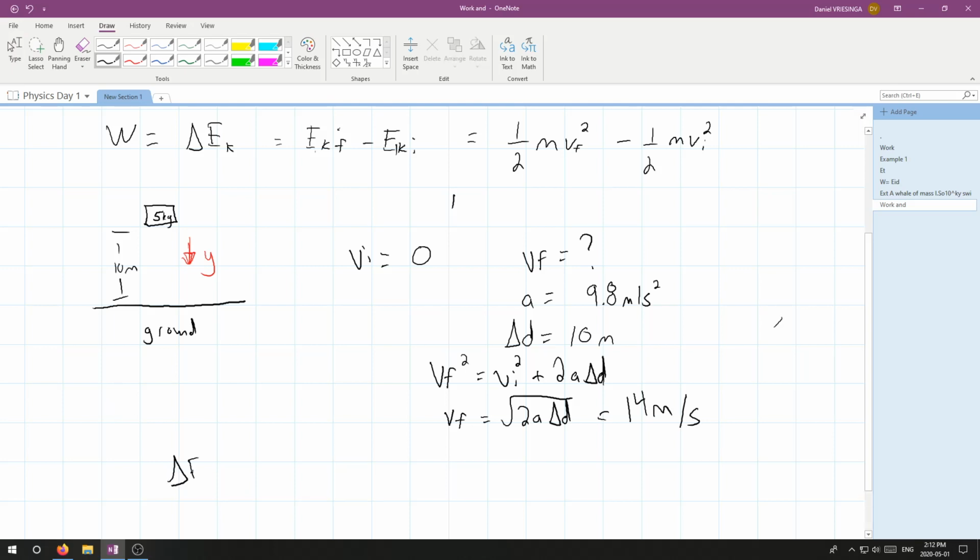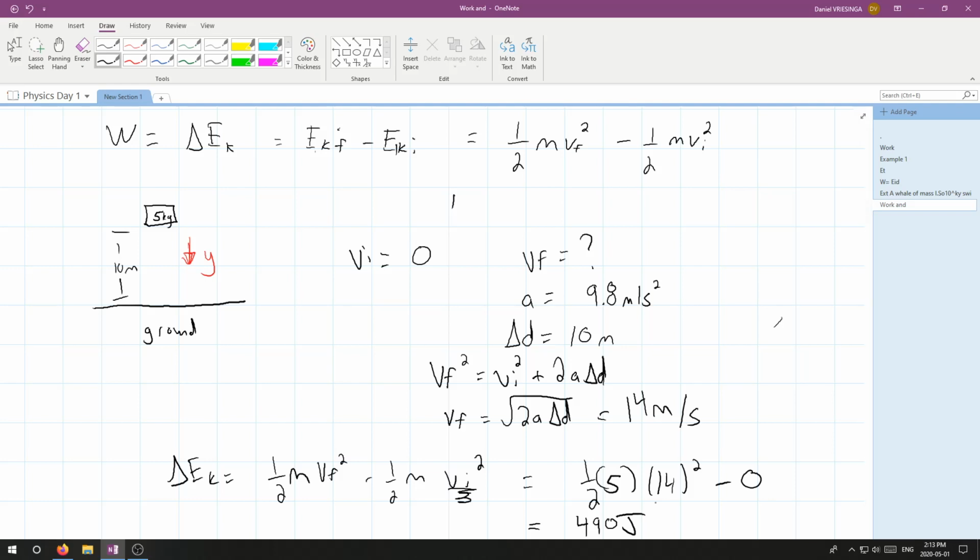Okay, so what is the work done on this object? What is the change in the kinetic energy of this object? It is just 1/2 times m times Vf squared minus 1/2 m times Vi squared, which is going to equal 1/2 times 5 times 14 squared, subtract 0. There's no initial velocity here, so this term is 0. And that is going to equal 490 joules of energy that gravity added to that box.